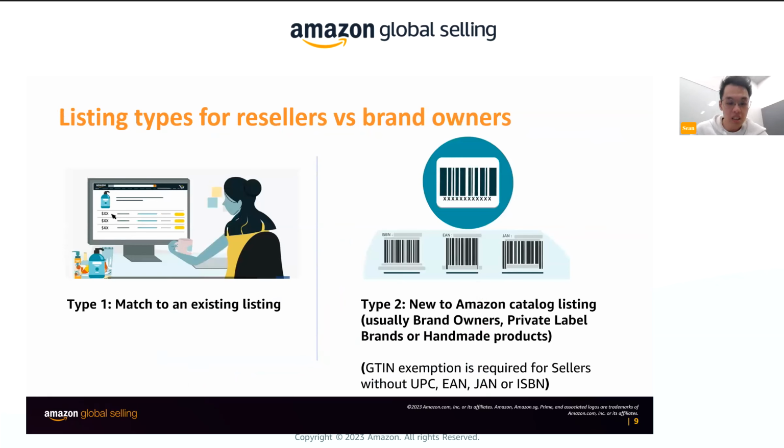In Amazon, there are 2 kinds of sellers. One is resellers, whose products are already on the Amazon catalog. The second is brand owners, who are selling products new to Amazon. Later I will briefly share how new sellers and existing sellers can find their listing or list their new products onto Amazon.